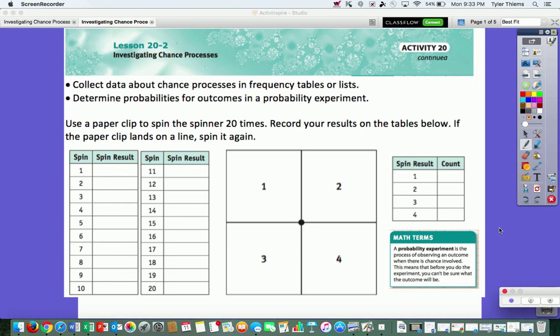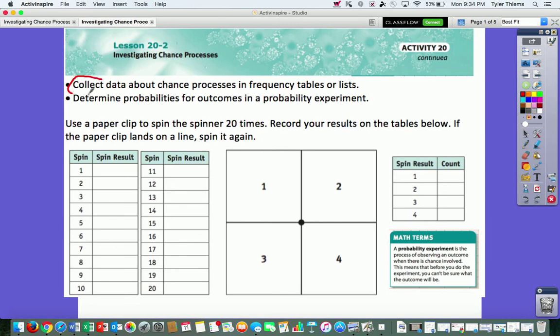Here again. Today we're going to be talking about finding probability, and we're doing lesson 20-2, investigating chance processes. So let's first unpack our learning targets here. Today we're going to be collecting data about chance processes in a frequency table or a list. And then we're going to determine the probabilities for outcomes in a probability experiment.